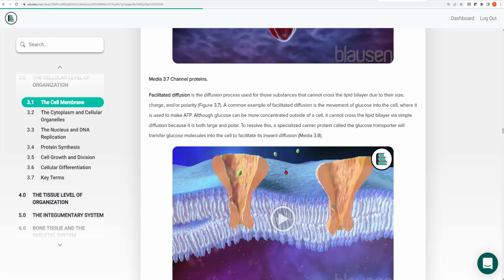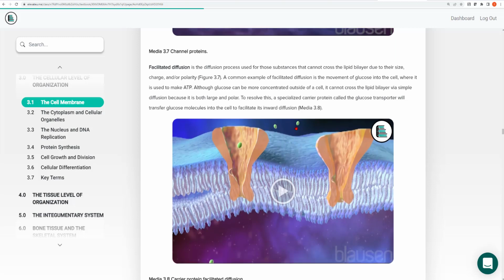In this picture, these green molecules are the glucose. They are outside of the cell. They are in higher concentration outside of the cell. Glucose cannot go through the membrane directly. It must go through this protein.